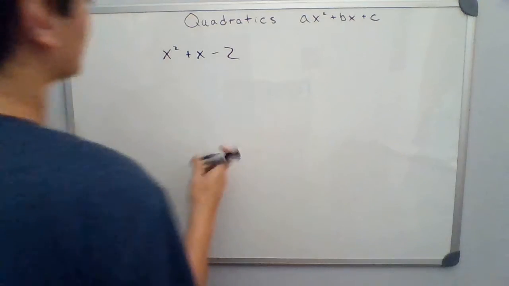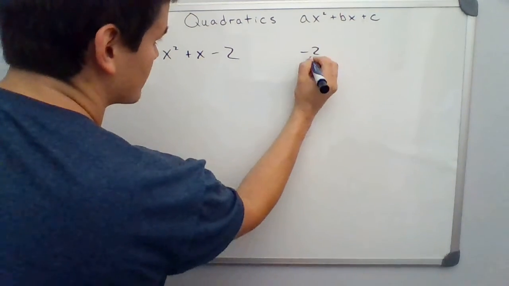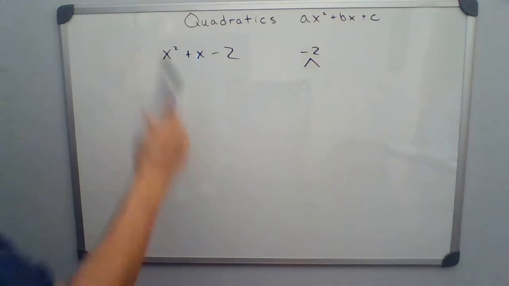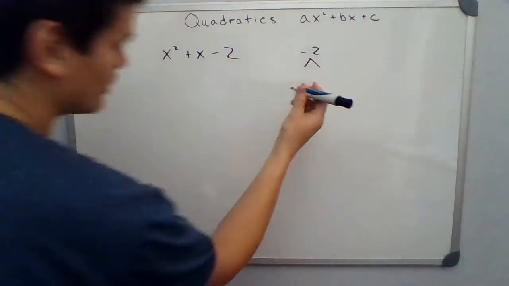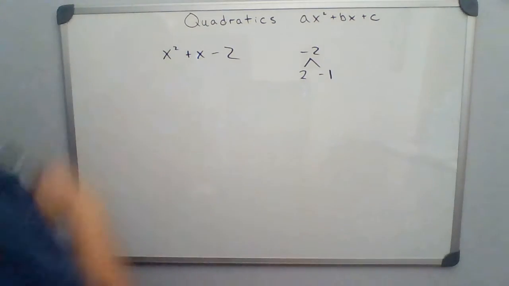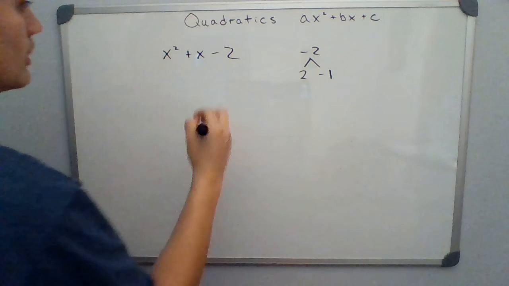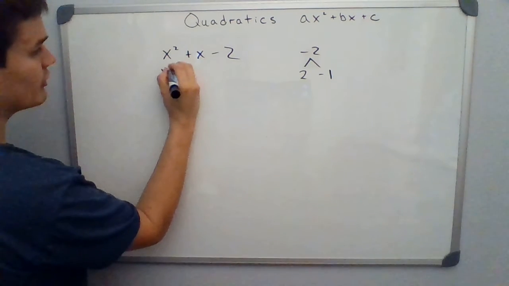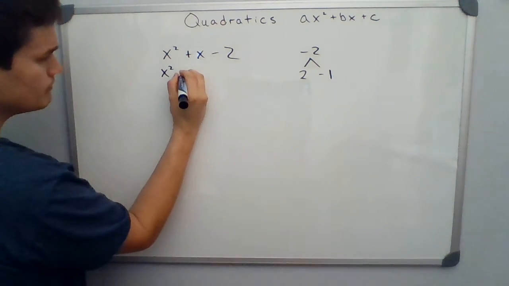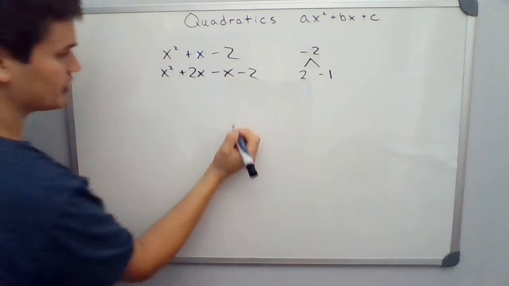This is a pretty simple one. I have negative 2 multiplied by 1 is negative 2. I say, what are the factors of negative 2 that will give me positive 1? Well, 2 and negative 1. Those sum together to give me positive 1, and they are factors of negative 2. So then I can split the middle term like this: x squared plus 2x minus x minus 2.